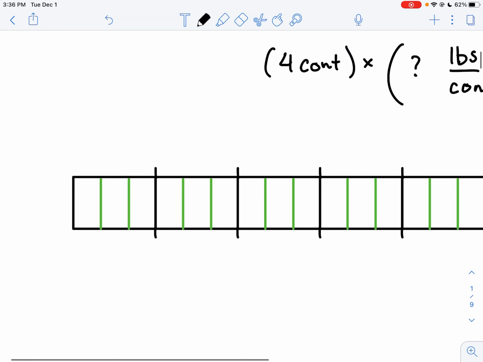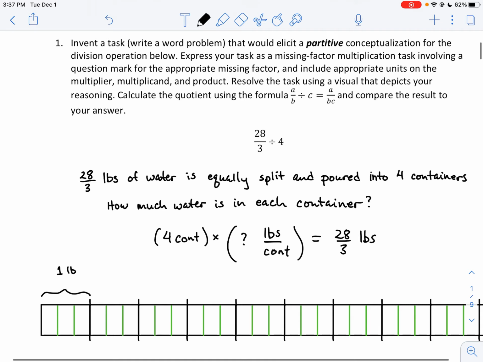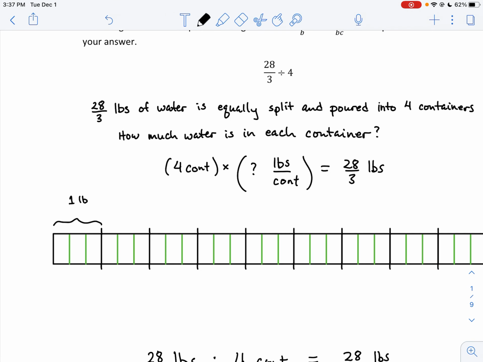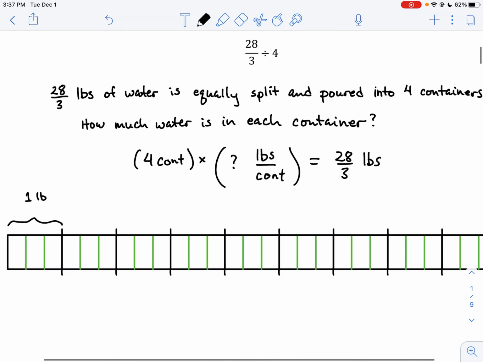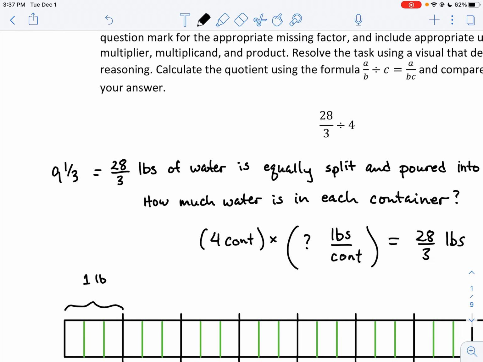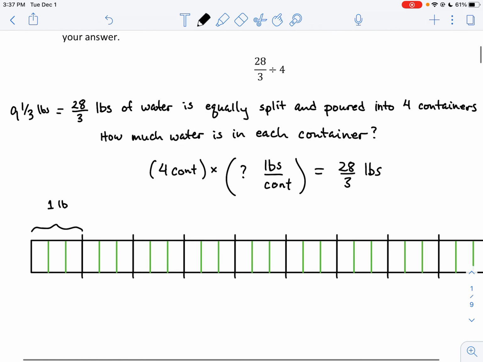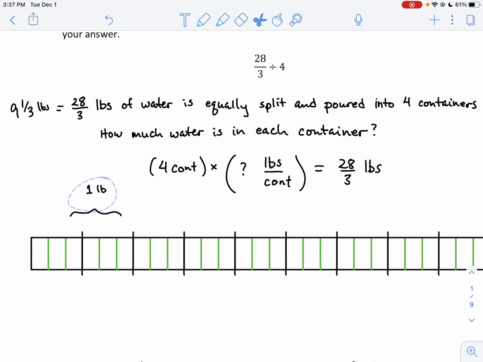I began by drawing the 28/3 of pounds of water. Each of these from here to here is 1 pound. And 28/3 pounds is the same thing as, let's see, 3 divides into 28 9 times. So you could express 28/3 as, let me write it this way, 9 1/3 pounds. And let me put the unit on there: 9 1/3 pounds, or 28/3 pounds.